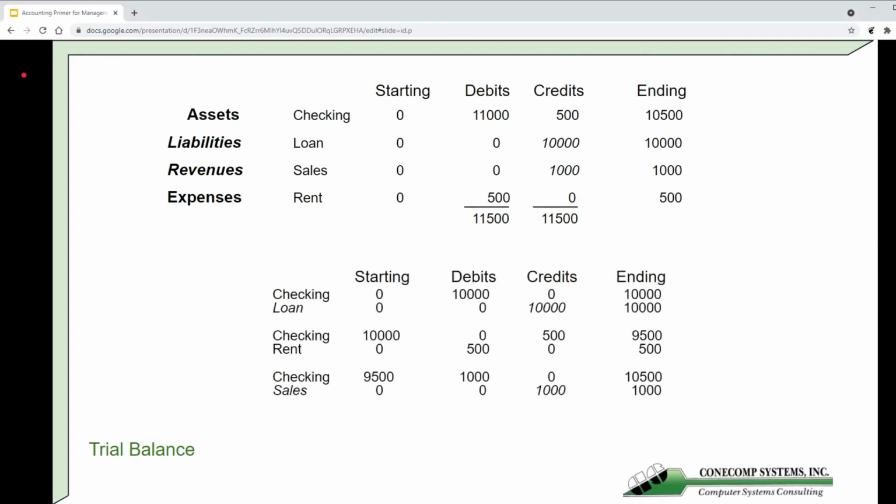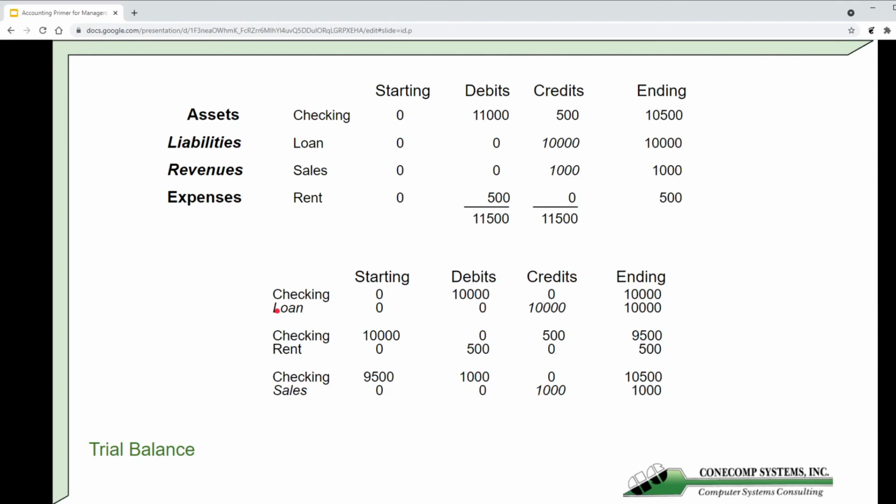Here, we've portrayed the same three transactions we've been using all along. Our loan, our rent, our sales. But in this case, they're laid out like they were a few screens ago, except we've taken the two, the loan, which is a liability account, and the sales, which is a revenue account. They're in the middle, they're credit accounts, and so on these two, we've flipped them around from the way they were several screens ago, where we just had them in order.